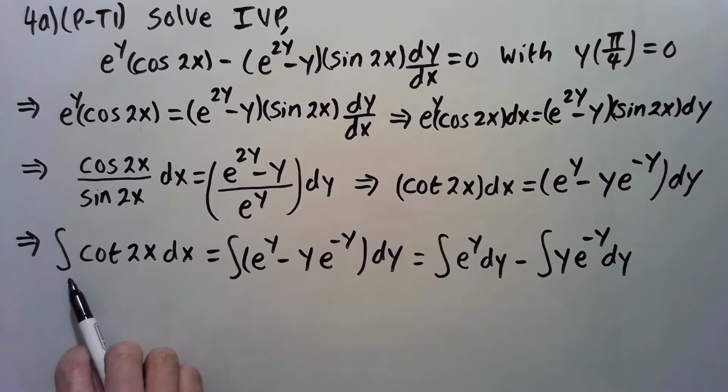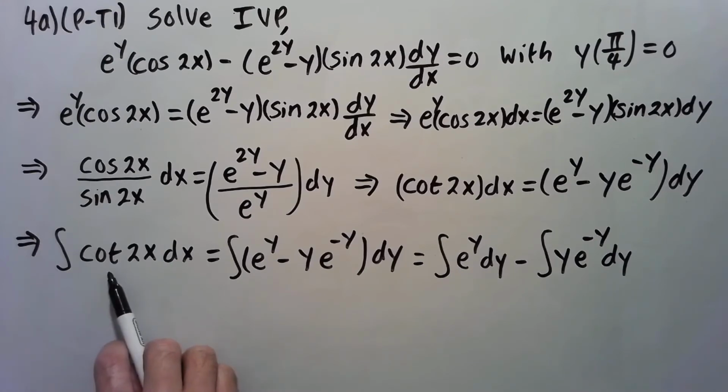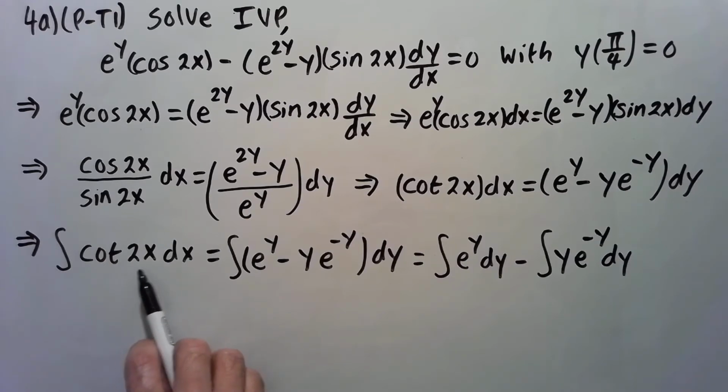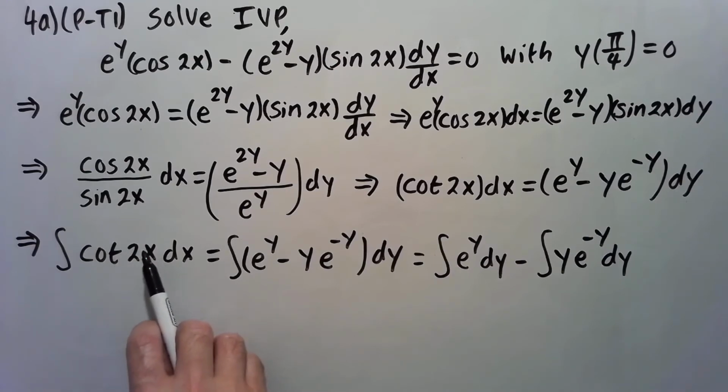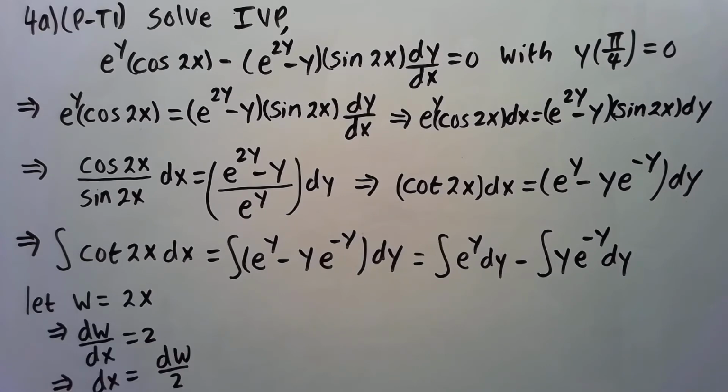Recall the integral of cotangent is going to be the ln. Well, actually, we're going to make a u substitution here. Say let u equal 2x. Actually, I'm going to call it w. I'll explain why in a second. So w equals 2x for this guy here. So dw dx will be 2, so dx will be dw over 2.